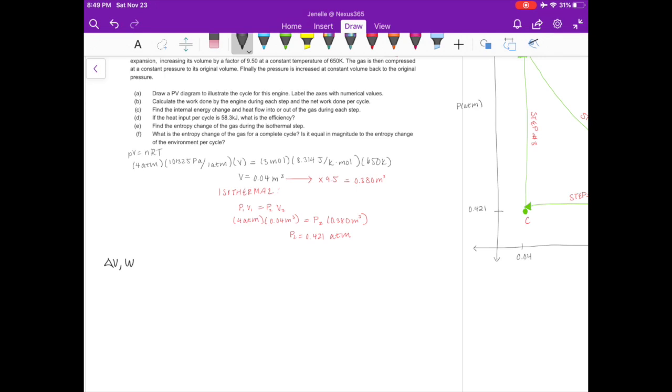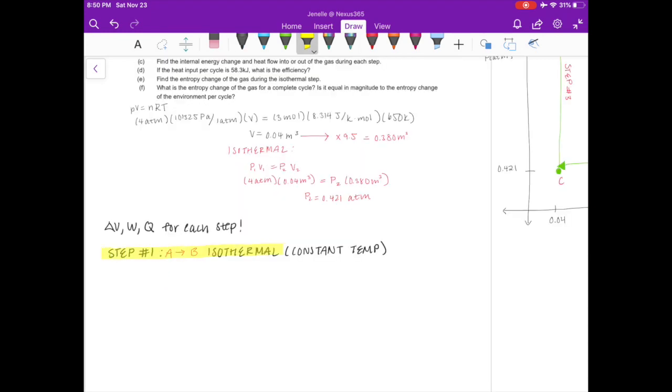Calculate the work done by the engine during each step and the net work done per cycle. Find the internal energy change and the heat flow into or out of the gas during each step. So essentially we're finding delta U, W, and Q for each step. Okay, step 1. This is going to be our isothermal step, where we have constant temperature. And this is when we go from point A to point B on our PV diagram.